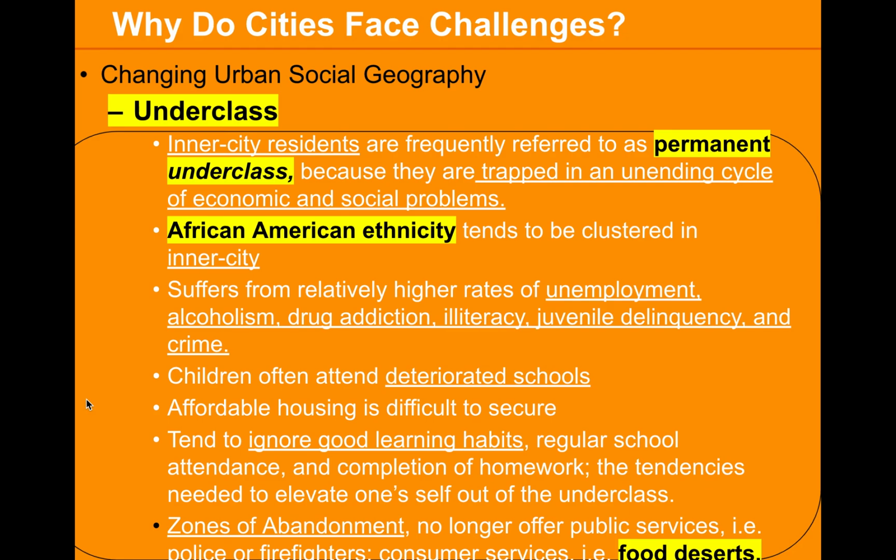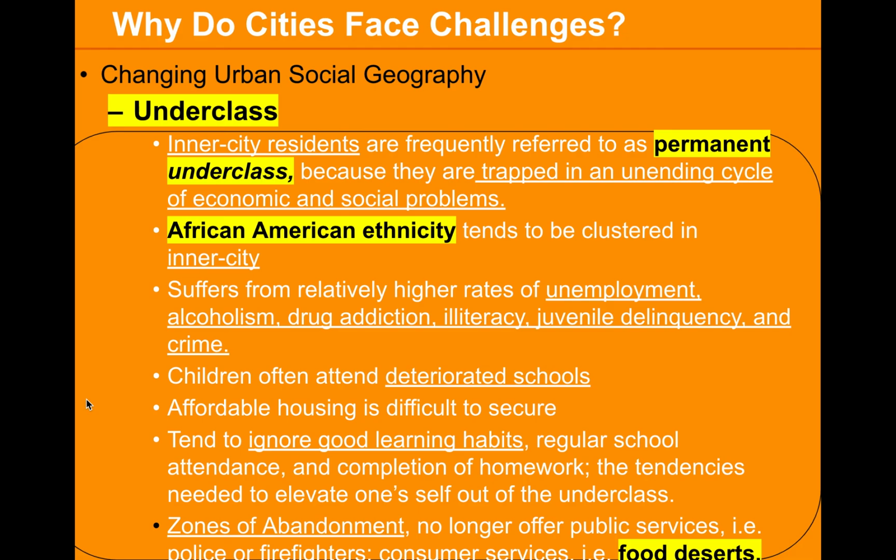And then we see deteriorated schools, poorer schools. We see a technological divide where suburban schools, through tax dollars, have more technological advancements than central city schools. And then good learning habits are ignored. Attendance is an issue. Completing of work. These are all cyclical issues that lead to this permanent underclass that's disproportionately African American in ethnicity.